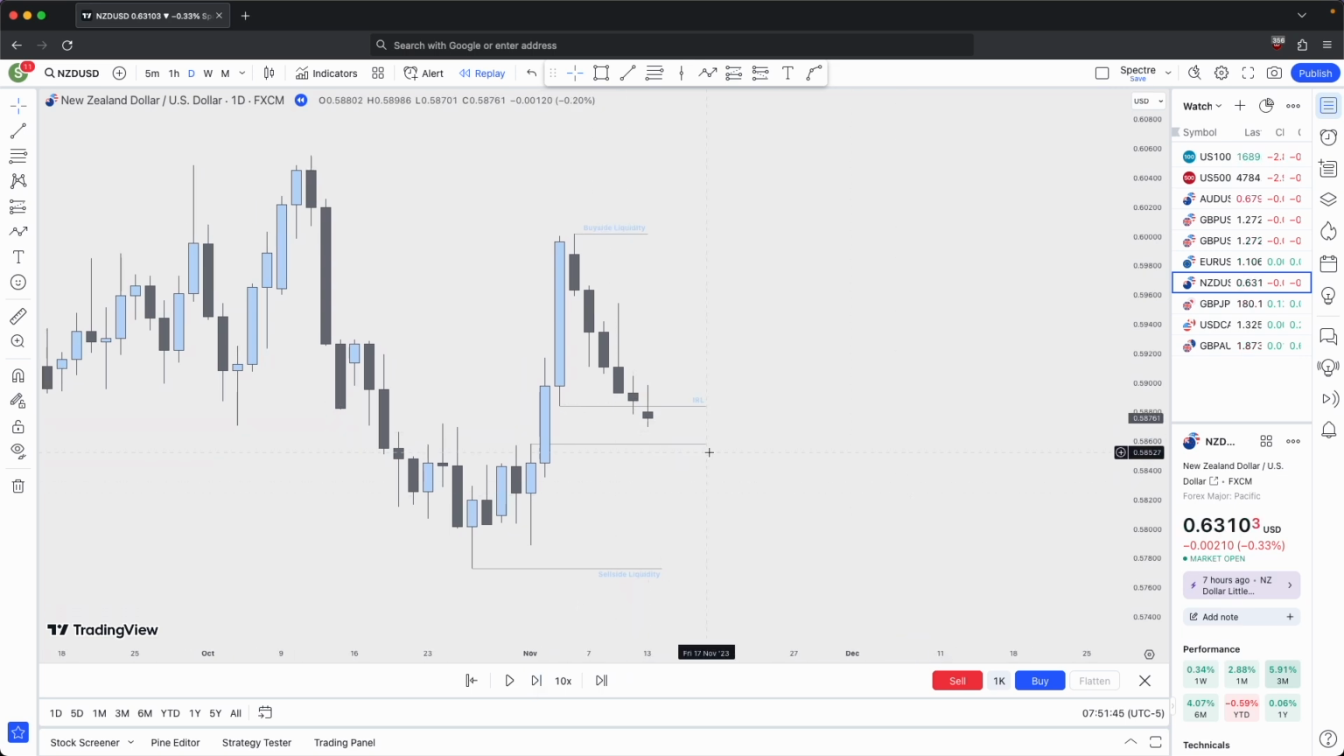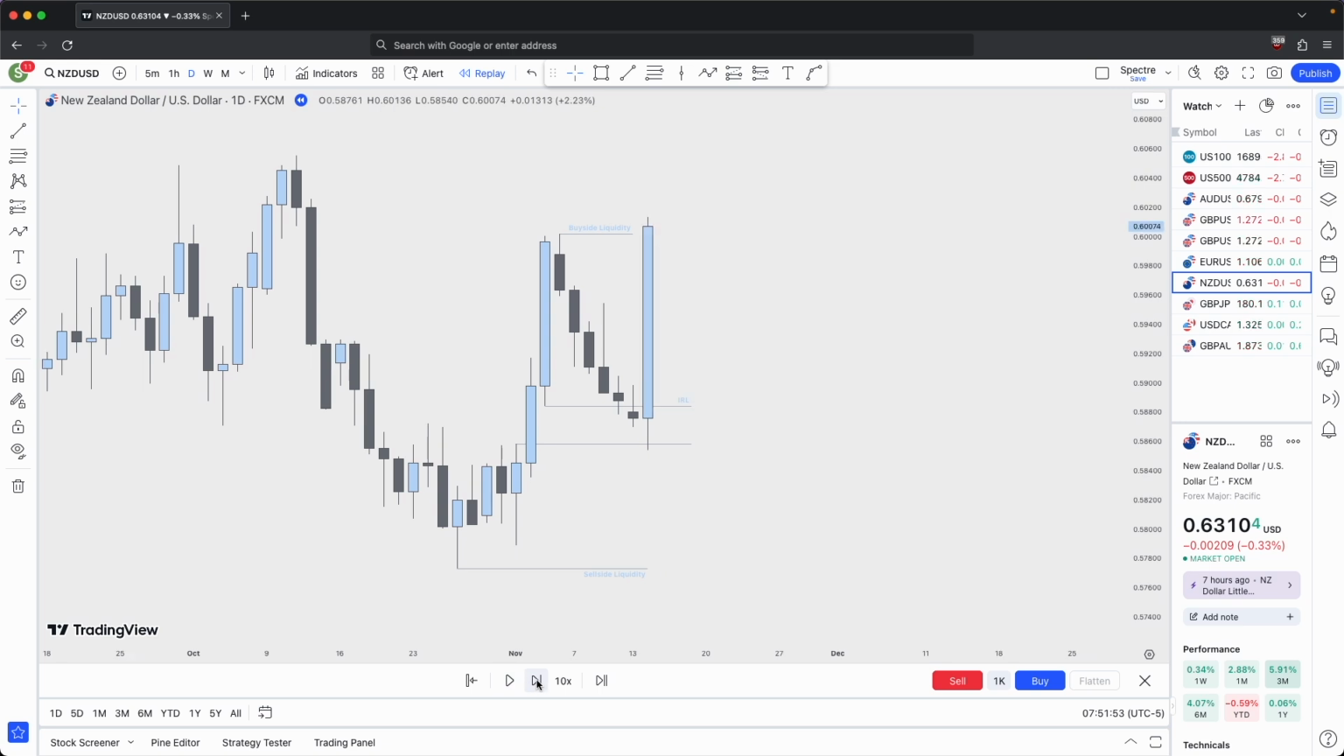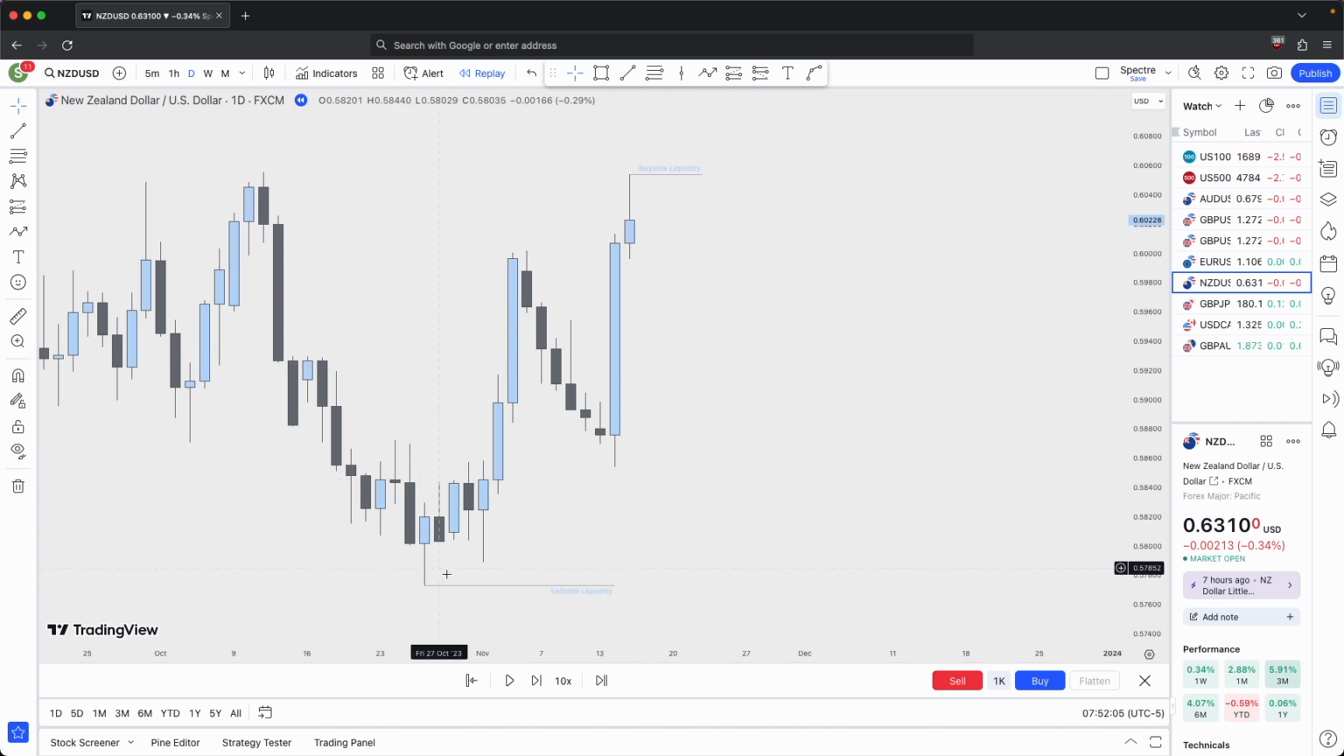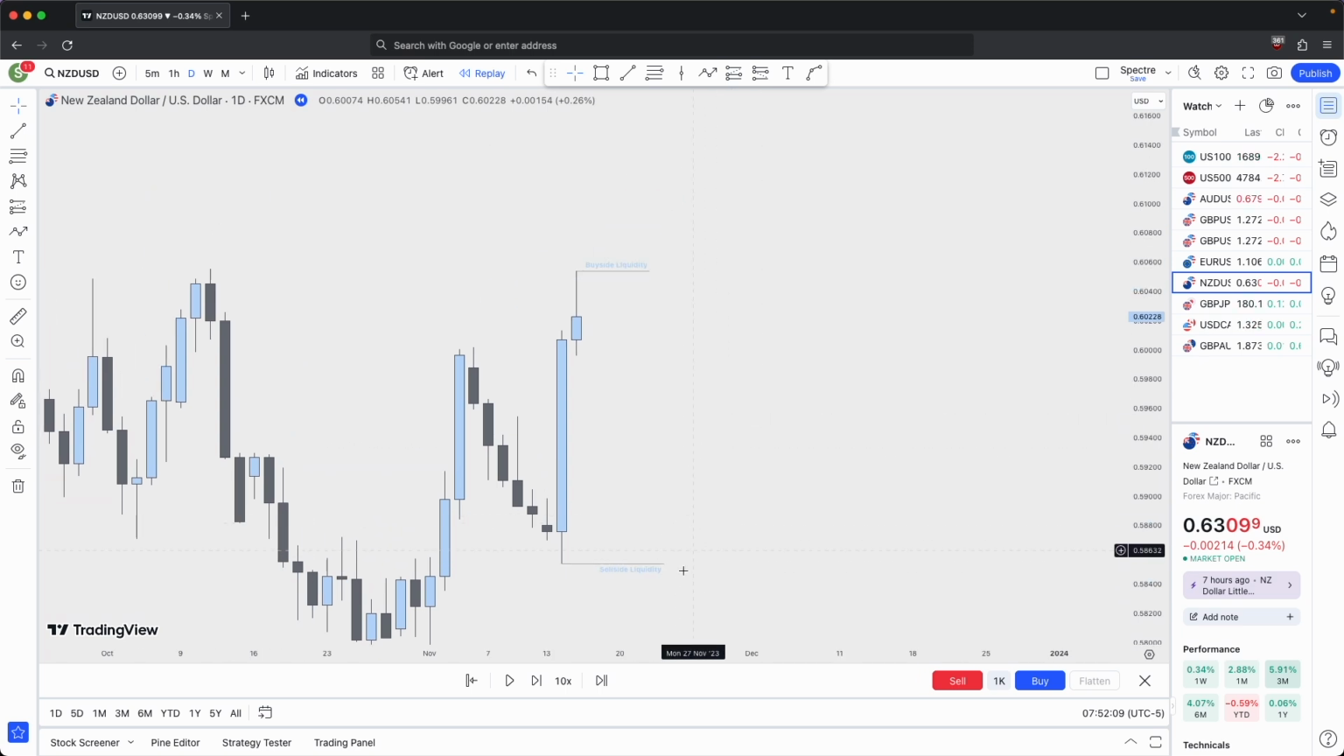So it taps into our internal range liquidity, and now we can anticipate price to seek for our external range liquidity if it was to continue in the bullish trend. And that's what it does. Now, a new range has been created. This is now your high. Where price rebalanced the internal range liquidity, that becomes your low now. And this is your new range.